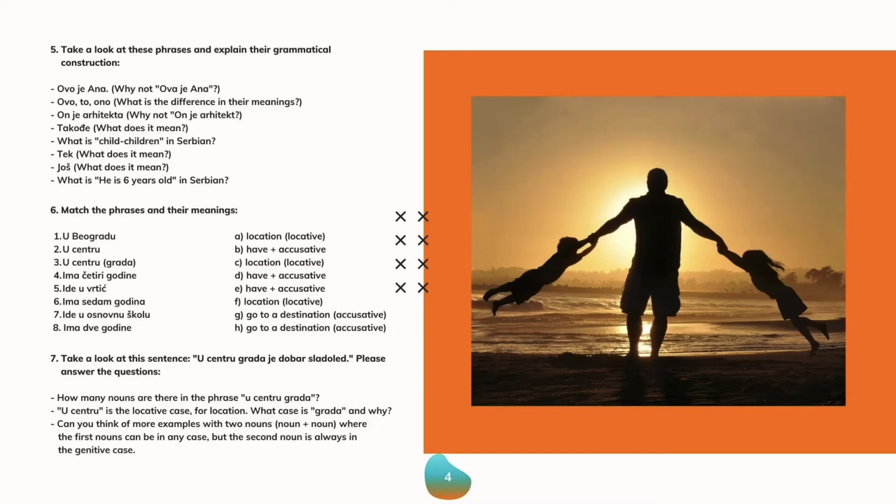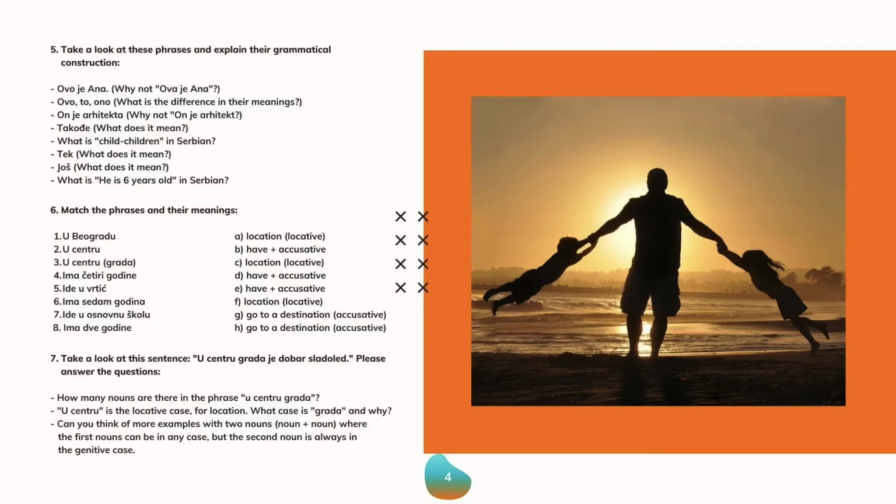And something that is different from the English language, speaking about age: we could say in English he is 6 years old, but in Serbian it is literally he has 6 years. So it would be on ima 6 godina.